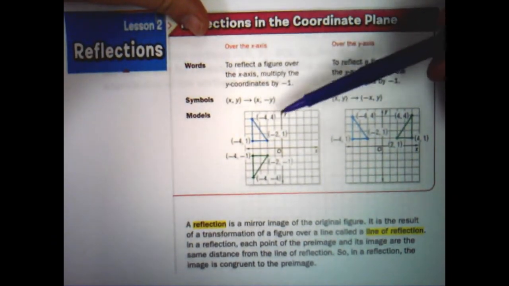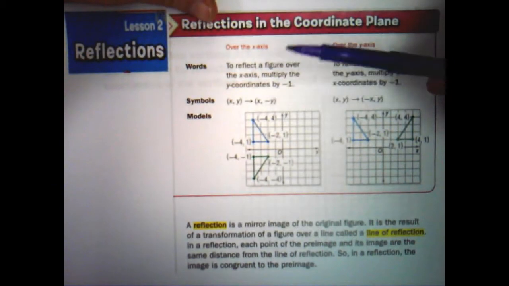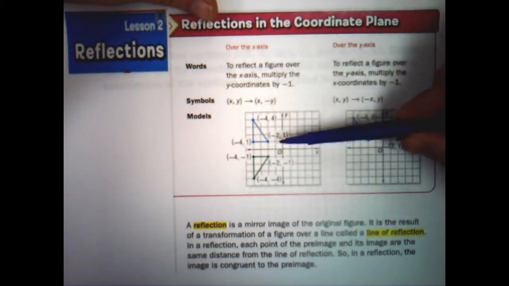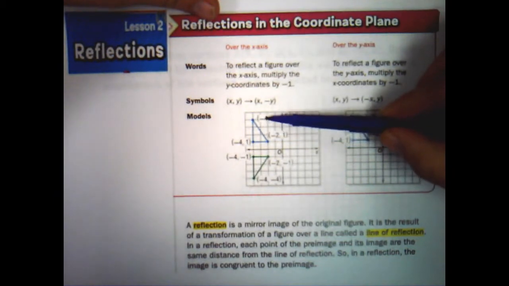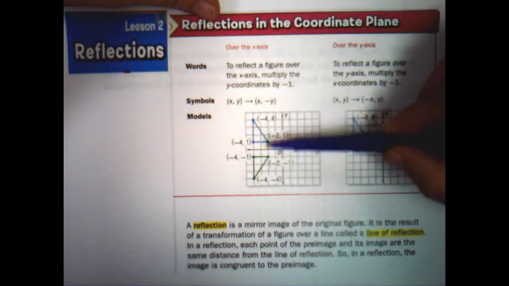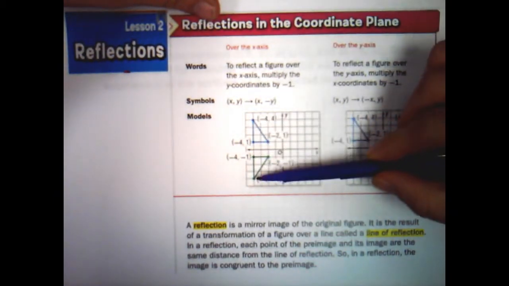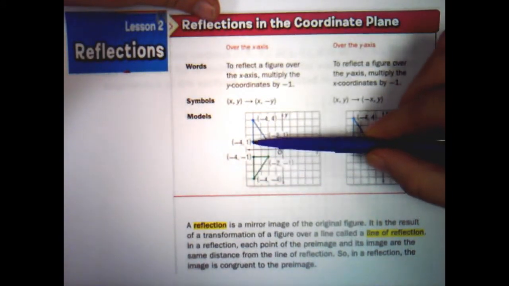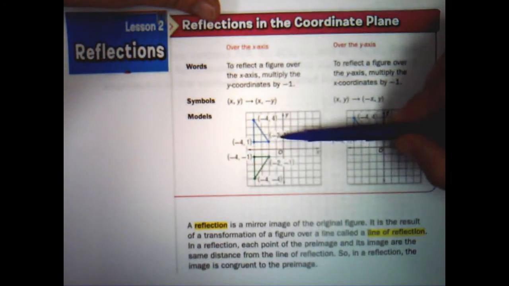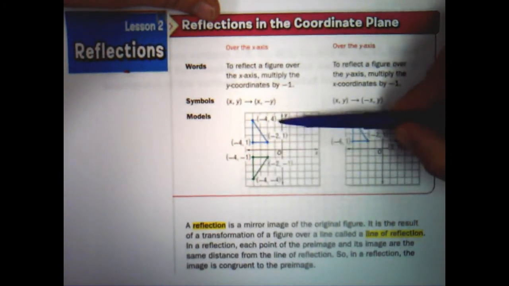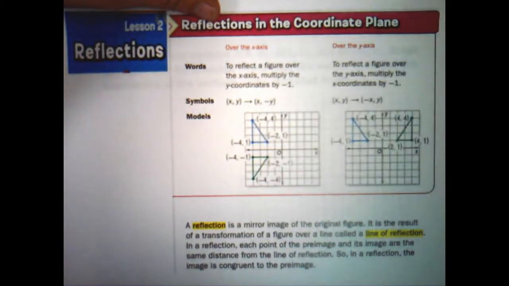All right. So here, let's see. It's hard to tell which one is our image and pre-image, but if we just say this is our pre-image, from here I went from (-4, 4) to (-4, -4). So that flipped down all the way over there. Here I went from (-4, 1) to (-4, -1), and (-2, 1) to (-2, -1). Notice I changed the sign of all of my y-coordinates.